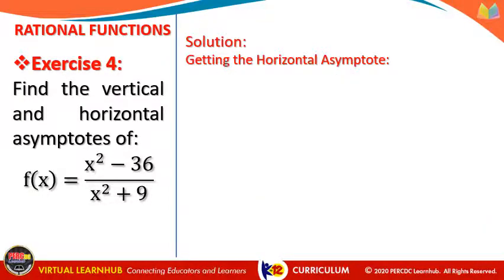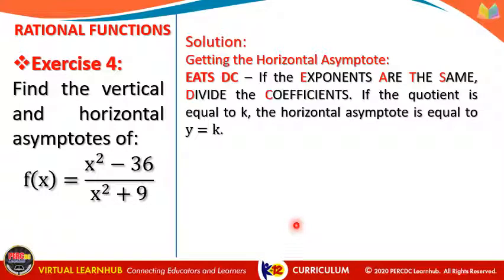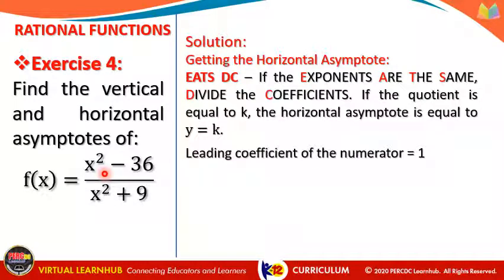Okay, apply natin yung its DC. Ano ba ang leading coefficient ng numerator? Ang leading term mo ay x squared. Ito yung leading term. Ano ang coefficient ng x squared? It's positive 1. Therefore, the leading coefficient is positive 1 for the numerator. E paano sa denominator? The leading term is also x squared, so same sila. The leading coefficient of the denominator is also 1.